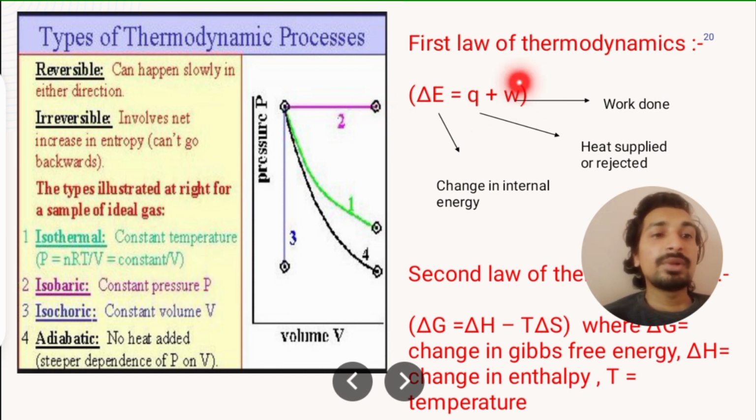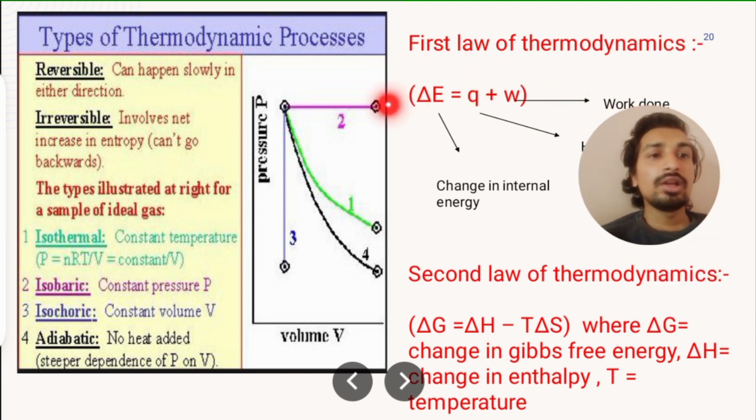And delta E is equal to Q plus W. Q is heat, okay? So delta E is the change in internal energy, Q is heat supplied or rejected, plus work done. So heat plus work done gives you the change in internal energy. And then second law of thermodynamics, this is first law, okay? Change in internal energy is equal to the heat supplied or removed plus the work done on the system.